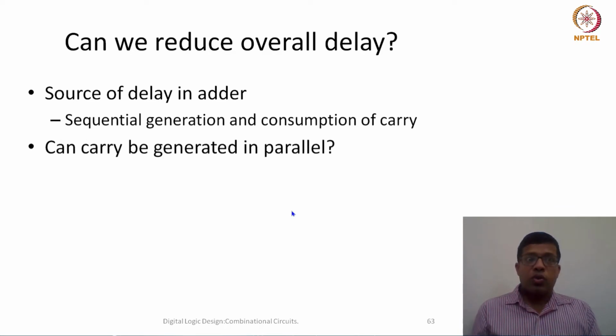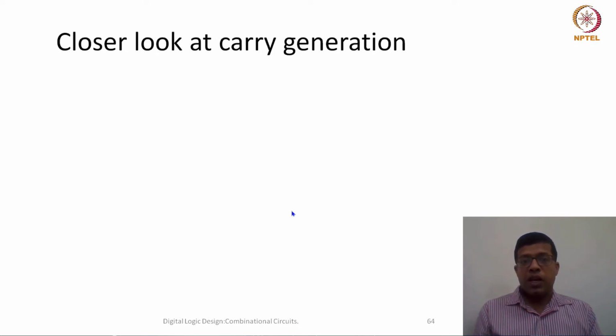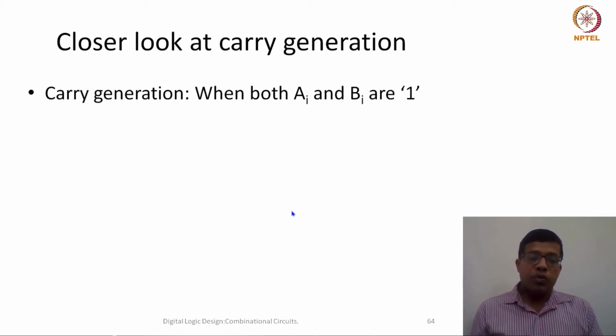So if we want to reduce the delay of an adder, we have to generate this carry in parallel. How do we generate this carry in parallel? Let's look at how carry is actually generated. In a single bit, at any particular stage, let's say the ith stage, carry would be generated when both ai and bi are 1. Let's talk only about the primary inputs. If both of them are 1, then carry would definitely be generated.